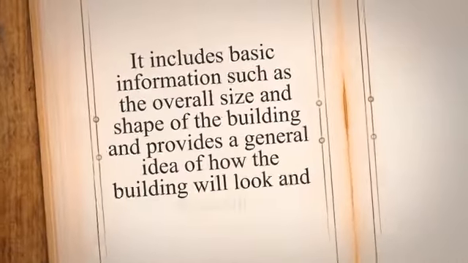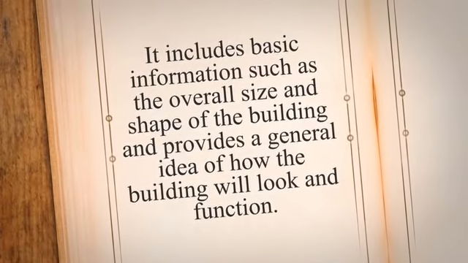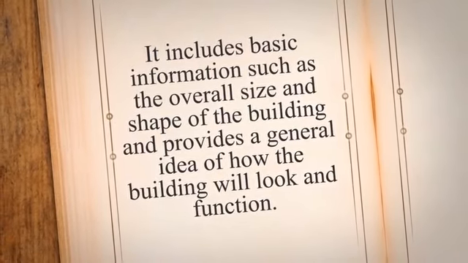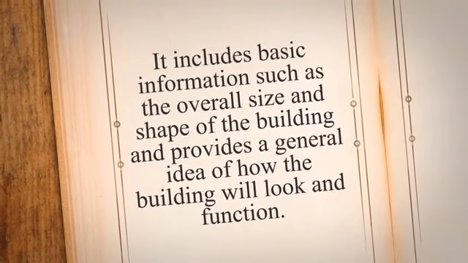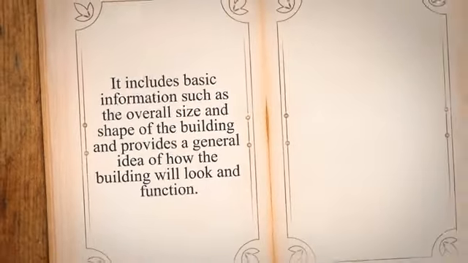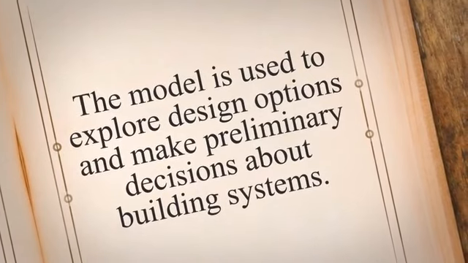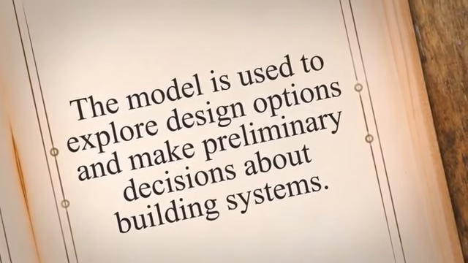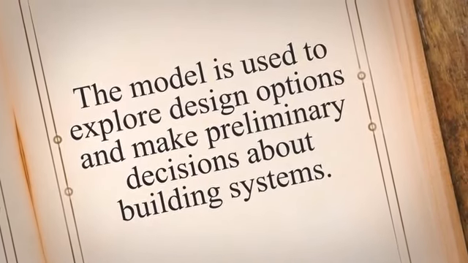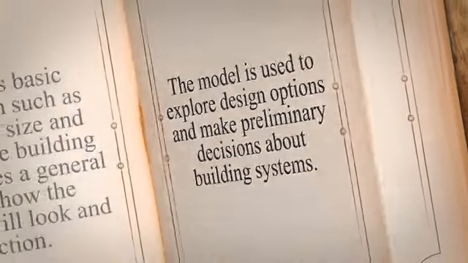LOD 100, concept design. This level represents the least detailed stage of the project and is used during the initial design and planning phase. It includes basic information such as the overall size and shape of the building and provides a general idea of how the building will look and function. LOD 200, schematic design. At this level, the BIM contains more detail and information, including floor plans, elevations, and sections. The model is used to explore design options and make preliminary decisions about building systems.